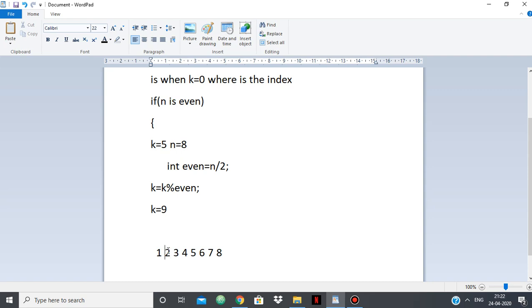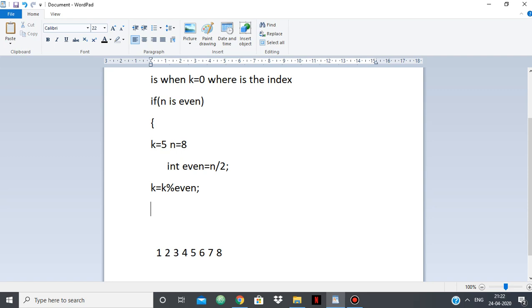At k equal to 0, I'm at 2, k equal to 1, I'm at 4, k equal to 2 at 6, k equal to 3 at 8, k equal to 4 back on 2. Then again at k equal to 8, I'm back on 2, plus 1, 4. So at k equal to 9, I'll be at 4, which is why I'm doing k equal to k percent even. When k is 9, 9 % 4 is 1.